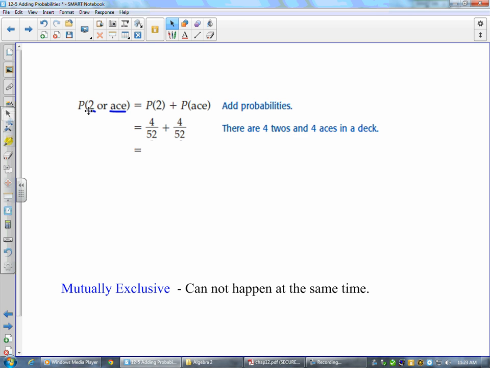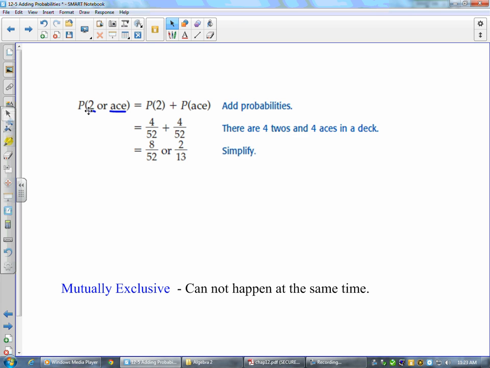Same with an ace. There's 4 aces: hearts, diamonds, spades, and clubs. And so out of 52, I add those together. The probability of getting a 2 or an ace is 8 out of 52, or you could simplify that to 2 out of 13. Still unlikely to happen, but pretty simple to put together.